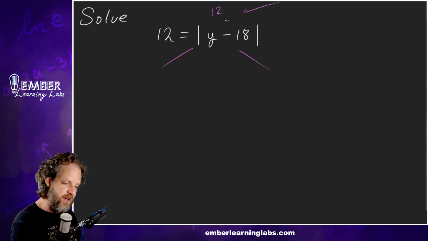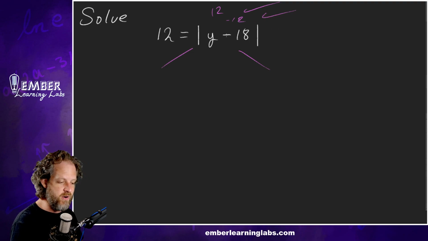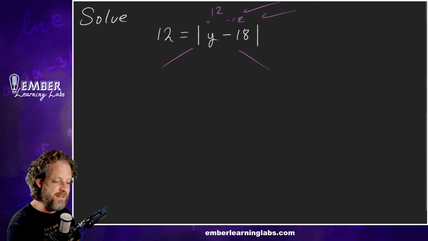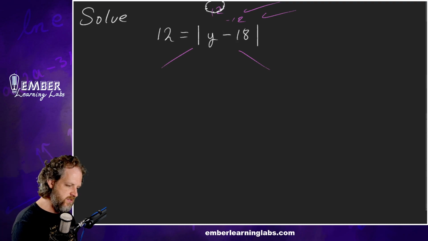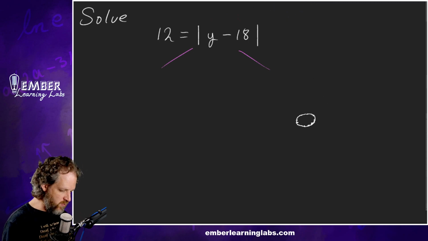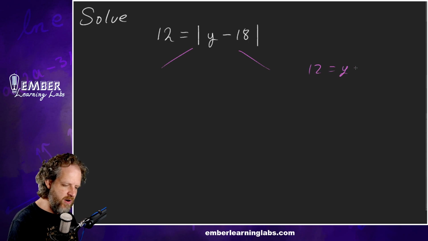But if this evaluates out to be negative 12 on the inside of here, it also works. It's the absolute value of negative 12. So we have to have the positive version and the negative version, right? And so that's what we have to do. The way I teach it in Algebra 1 is to do 12 equals positive y minus 18, and then 12 equals negative y minus 18.